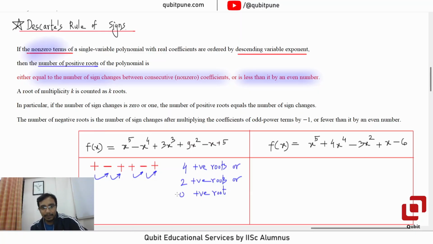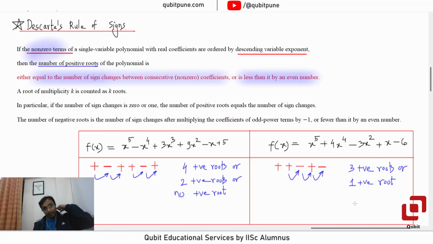Now let's do it for this one. x raised to 5 positive, 4x raised to 4 positive, negative 3x cubed, negative, plus x, positive, minus x, negative. So how many sign changes are taking place? Positive, no sign change. Positive to negative 1, negative to positive 2, positive to negative 3. So 3 positive roots or 1 positive root.